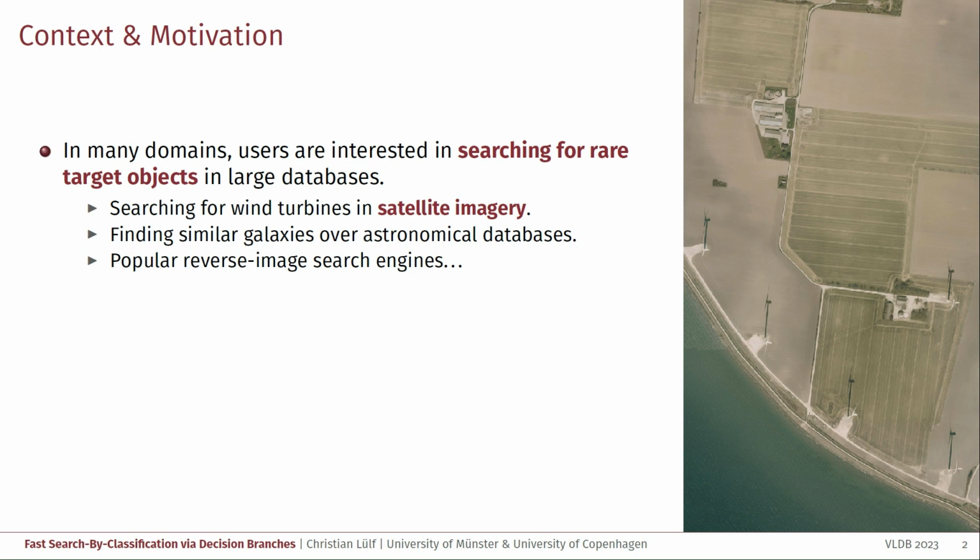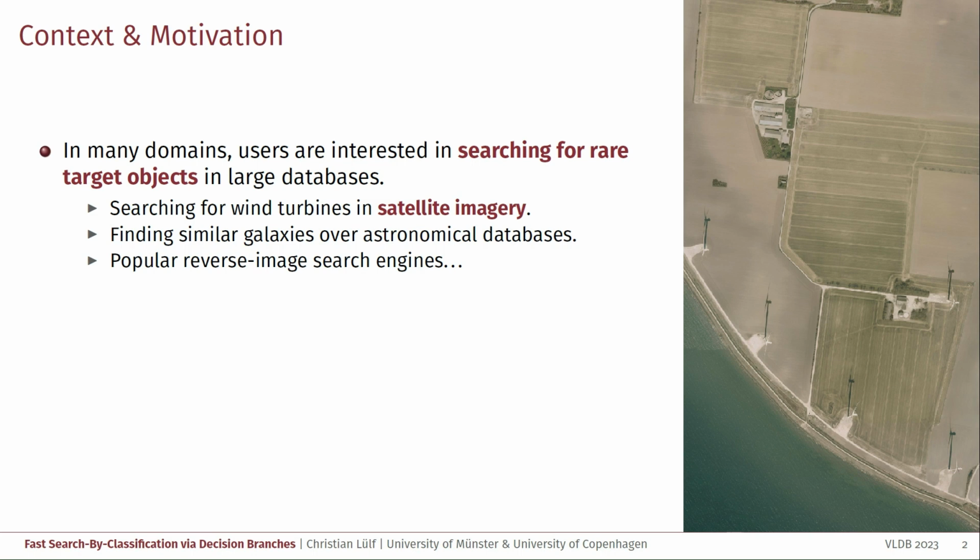This example is depicted on the figure on the right, where a part of an aerial map is shown and where a user might want to find wind turbines. In the domain of astronomy, a scientist, for example, wants to find similar galaxies over astronomical data, like, for example, the well-known SDSS database. Also, reverse image search engines, like the famous Google Reverse Image Search, are an example of this search scenario.